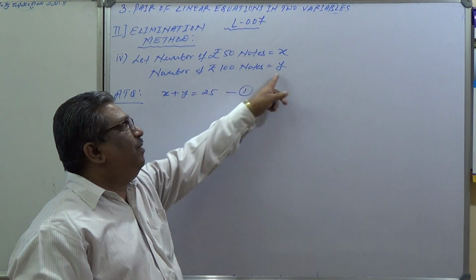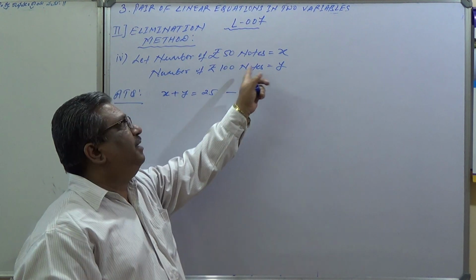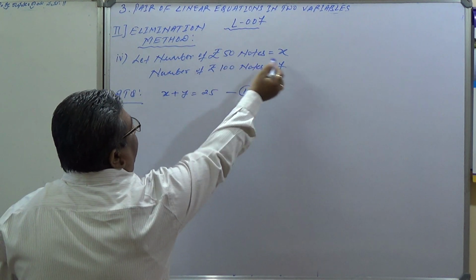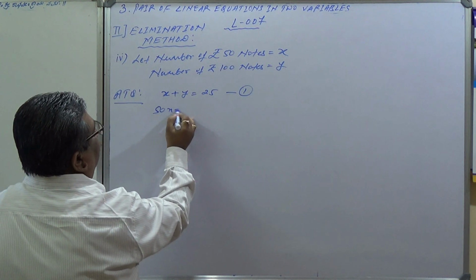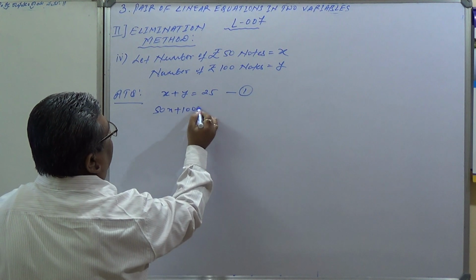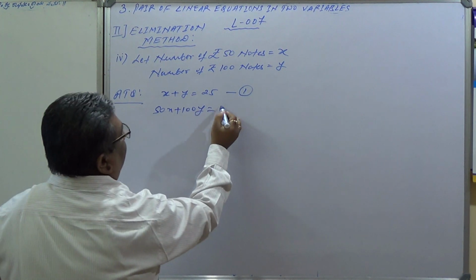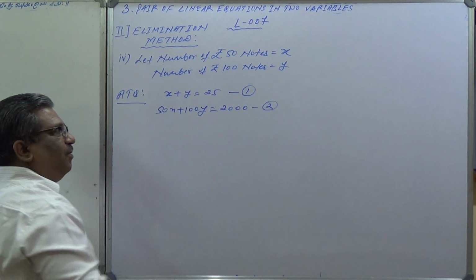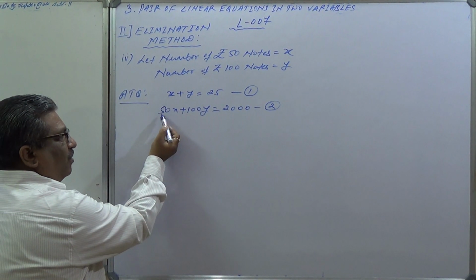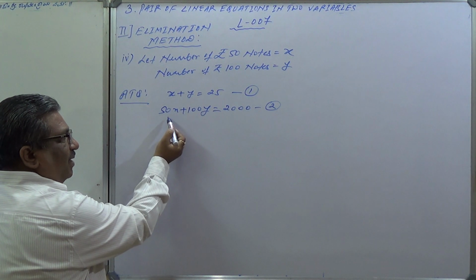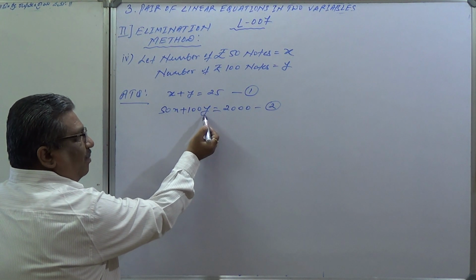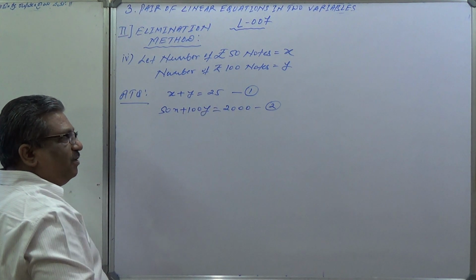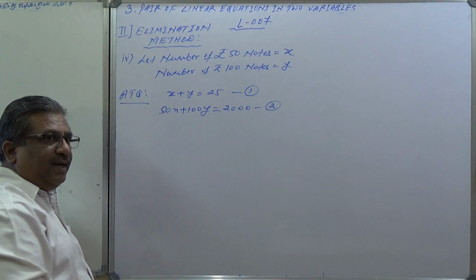Similarly, if she receives 5 notes of rupees 100, 100 into 5 notes is 500. Therefore, according to the question, 50x plus 100y equals 2000, because in all put together she received rupees 2000. So 50 rupee notes into x numbers gives the value here, plus 100 rupee note into y numbers gives you that value. Both put together the amount is 2000. Is it very clear? Okay.